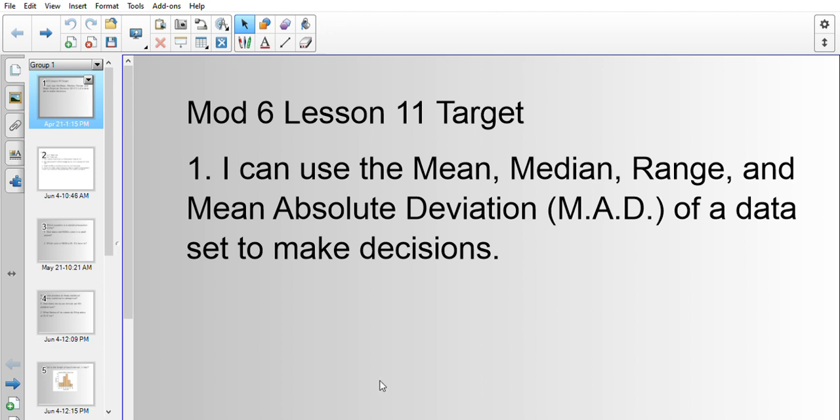Today we're going to be working on lesson 11 from module 6, and this is using the mean, median, range, and MAD to answer a real-life question. Today's target is: I can use the mean, median, range, and mean absolute deviation, MAD, of a data set to make decisions.